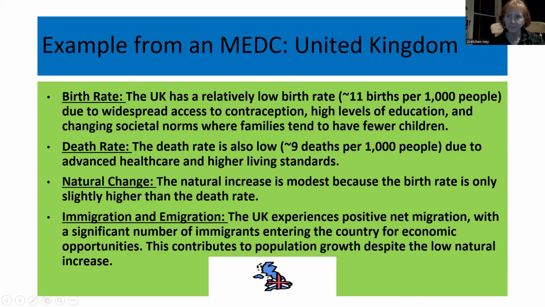Let's look at the UK. So where does the UK fit on this? The birth rate. The UK has a relatively low birth rate, 11 births per 1,000 people, due to widespread access to contraception, high levels of education, and changing societal norms where families tend to have fewer children. Now, the death rate. The death rate is also low, 9 deaths per 1,000 people, due to advanced healthcare and higher living standards. So you can see our death rate is lower than our birth rate, but not by a heck of a lot.